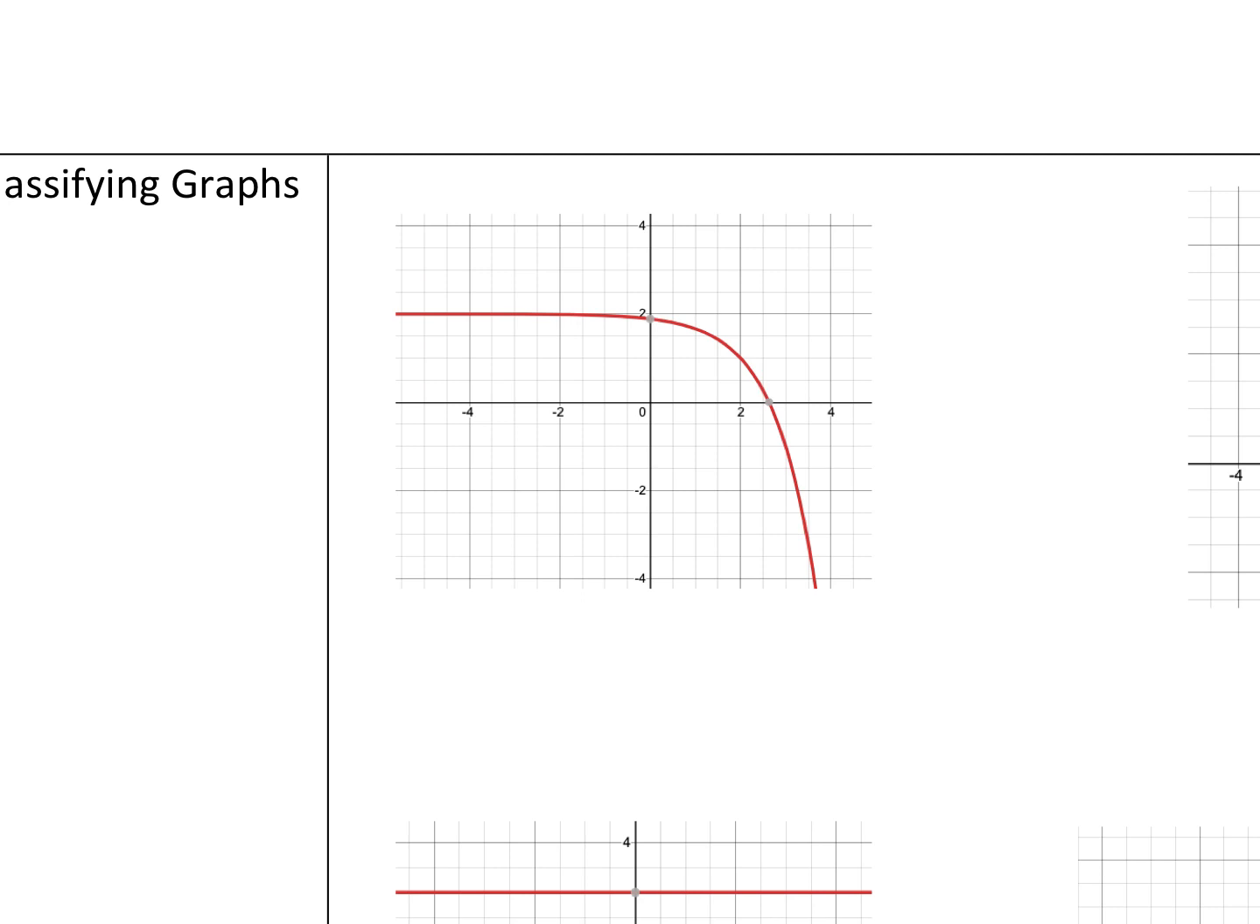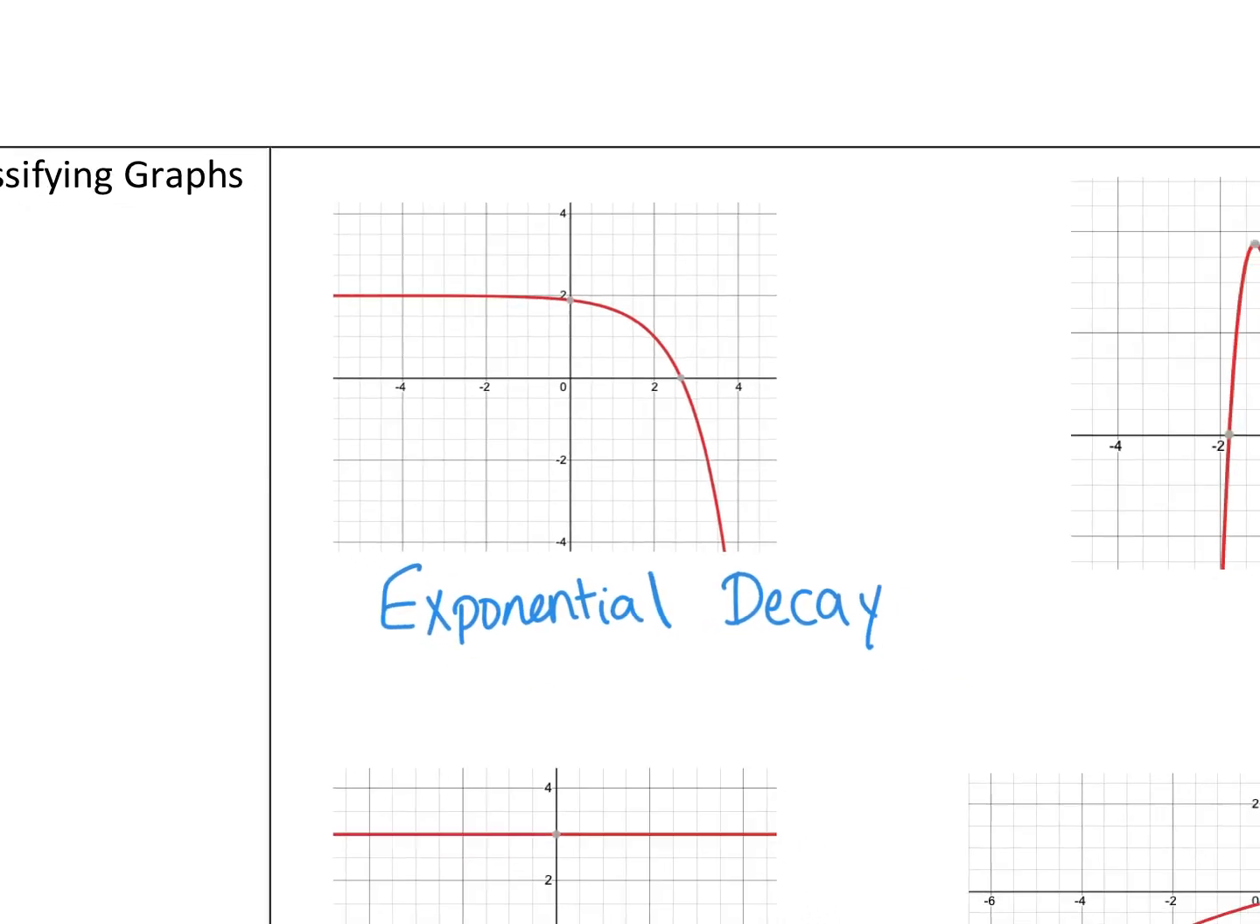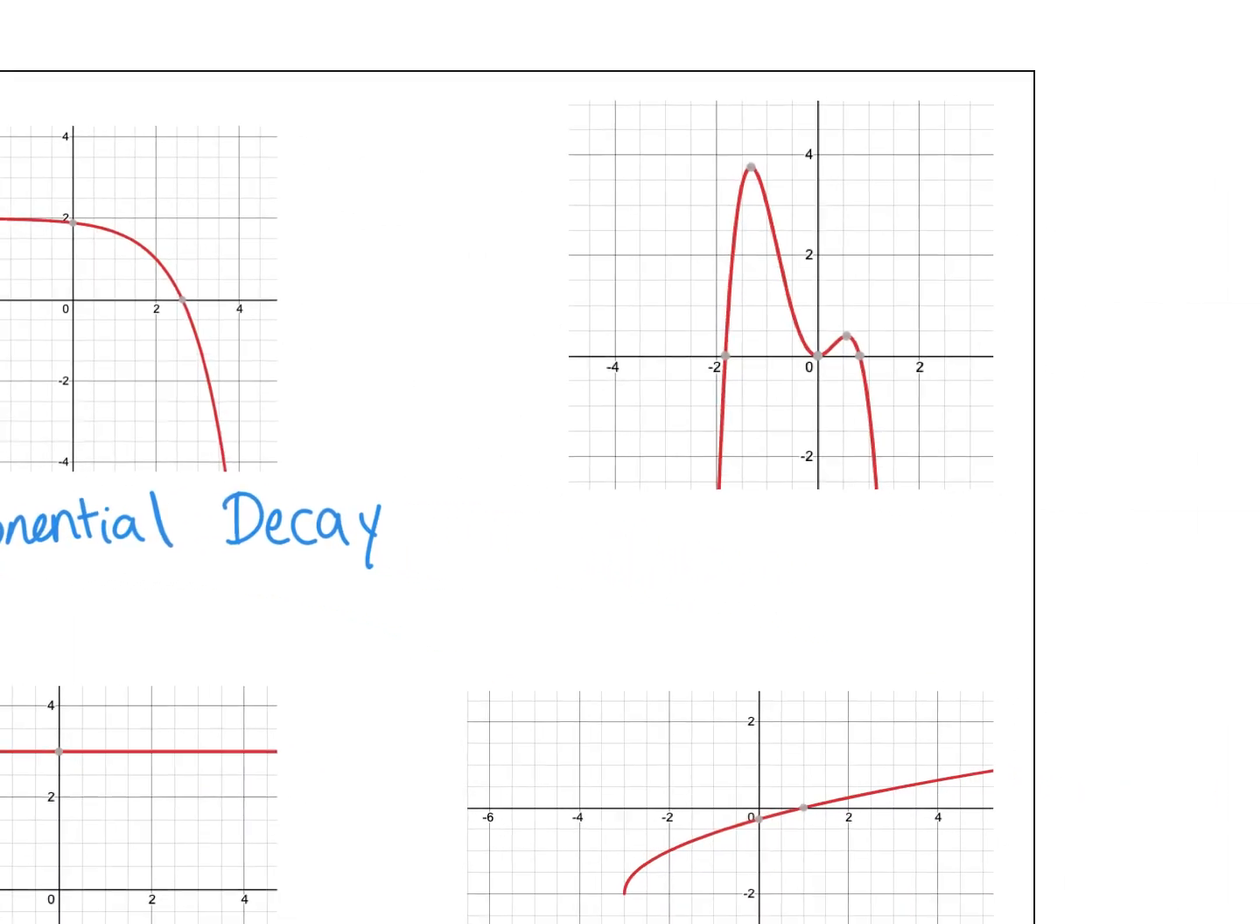All right, let's start over on the far side. Zoe, what'd you get for this first one? Exponential. Do we agree with her? We should. She's right. Okay. Would you call this exponential growth or decay? Decay. Okay, because it is going down from left to right. Good deal. Okay, next table.